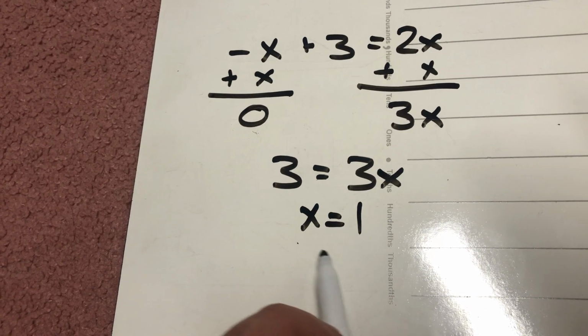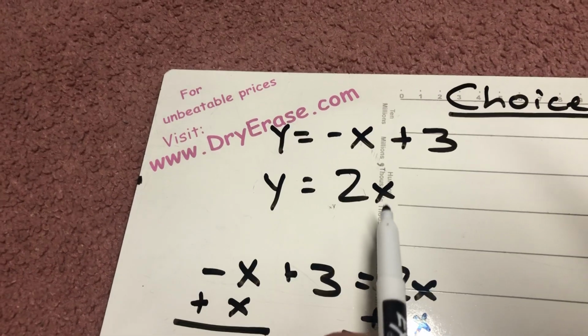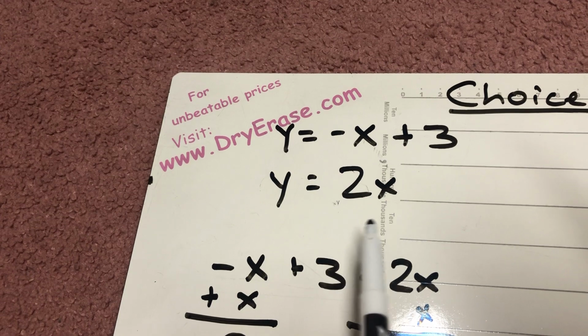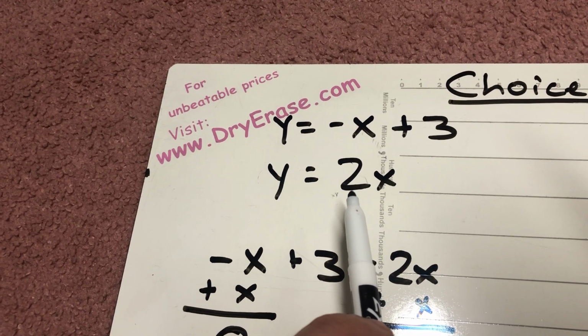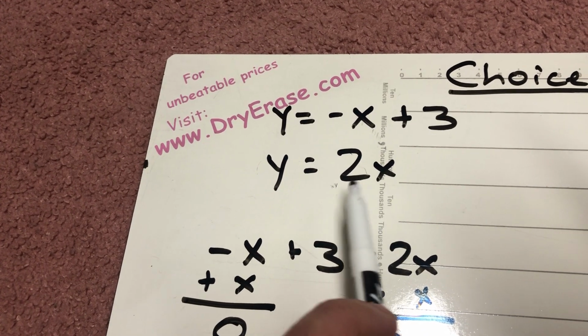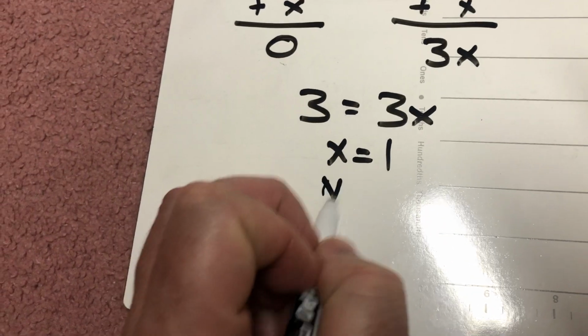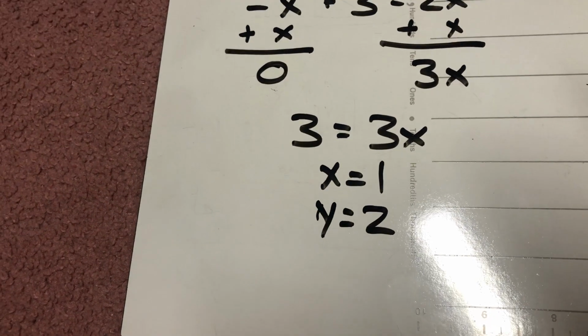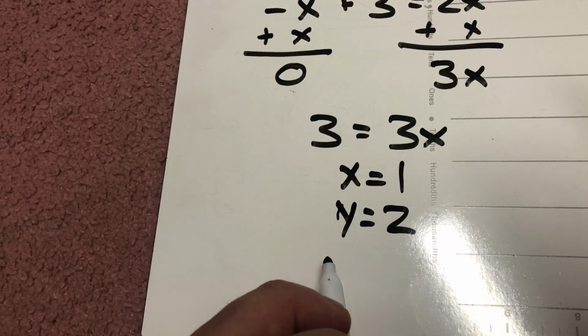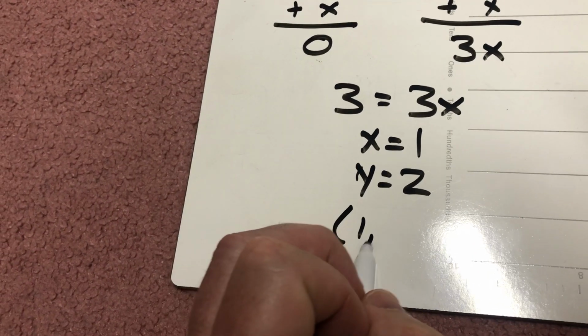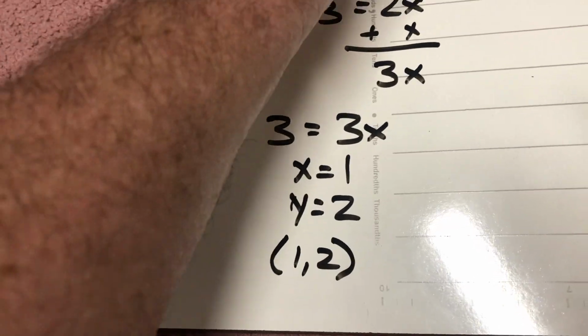I go ahead and I plug x equals 1 into one of my equations. I'm going to use this one right here. So if x equals 1, this is going to be 2 times 1. Well, 2 times 1 is 2. So that tells me that y equals 2, which means my intersecting point is going to be 1, 2.